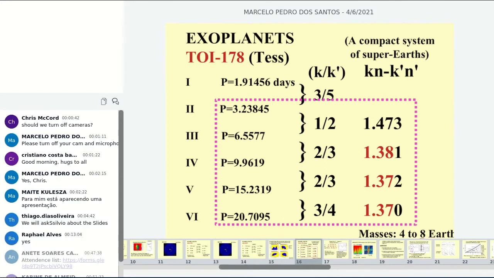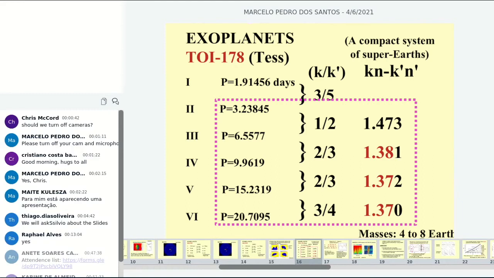This is another system that has been discovered recently. TESS is a new space telescope that is used for discovering exoplanets that has been launched by NASA some 2 or 3 years ago. And with this, they have found this system, TOI-178. This is exactly the same system that Philippe Robutel considered in the seminar 1 week ago. And we see the periods 3, 6, 9, 15, 20.